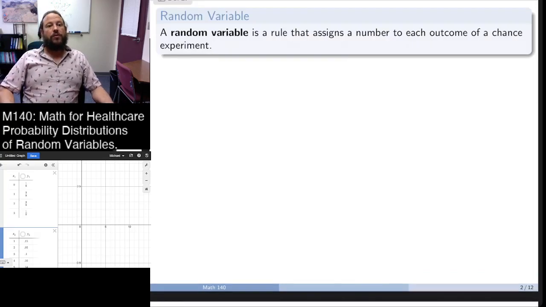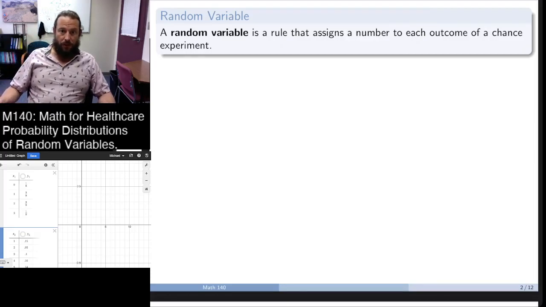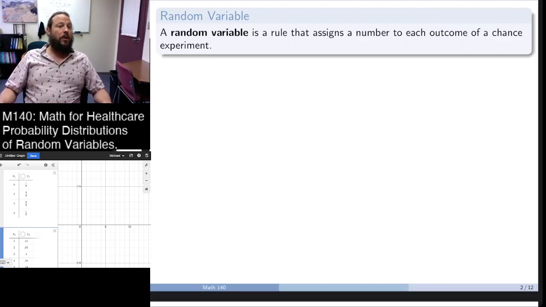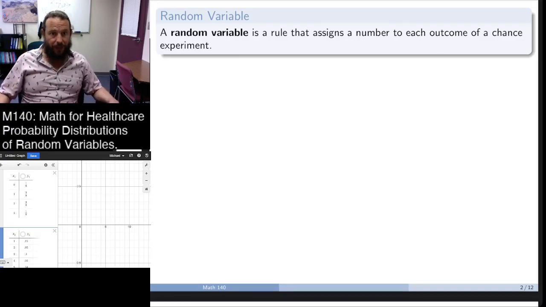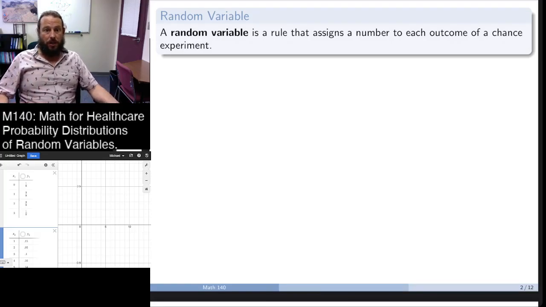Okay, so first of all, we need the idea of a random variable. A random variable is a rule that assigns a number to each outcome of a chance experiment. For instance, we may say, let the random variable x be the number of heads when tossing 10 coins. That's what I mean by an assignment that assigns a number to each outcome.